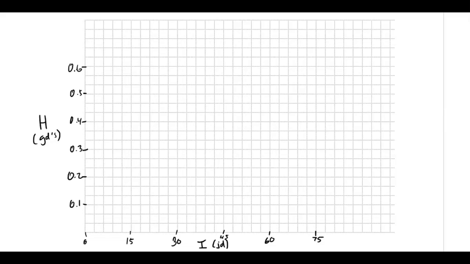Now, the graph again is always y versus h, so this will be h versus I. Now we're going to plot our points. Our first point is 15 and 45, which 15 and up to 45 would be right around here, and we circle it. 30 and 0.49, which would be just below the 0.5, and we circle it.